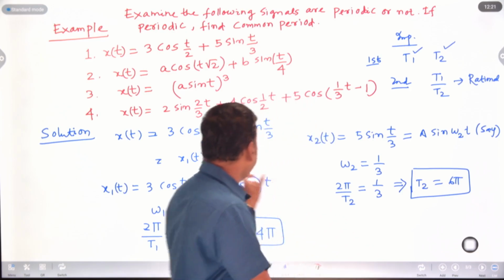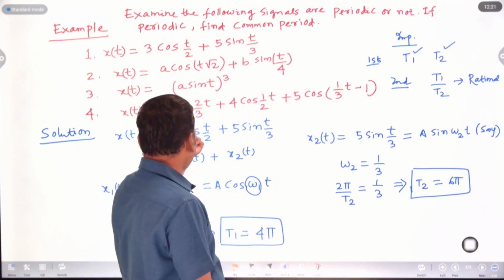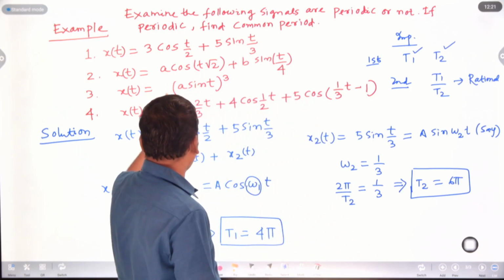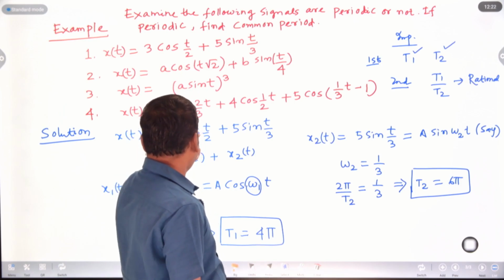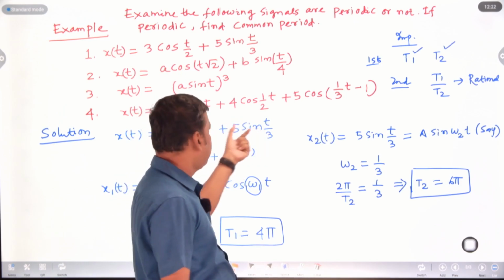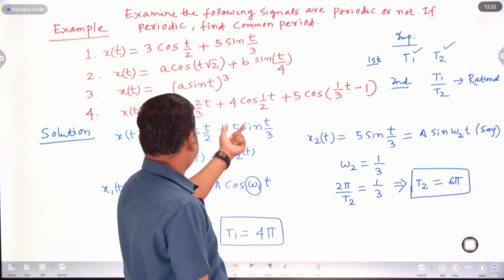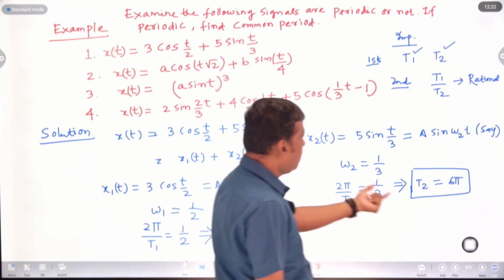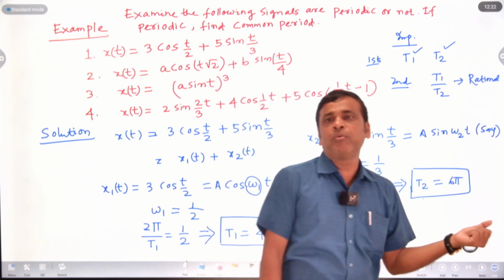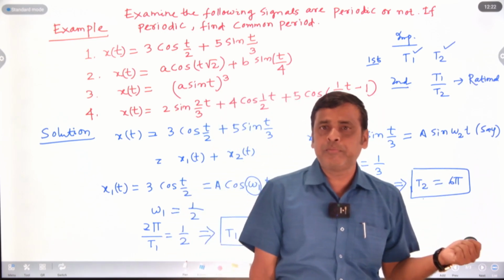Again, if a multitone signal is given, first of all you have to calculate the fundamental period of the respective signals. First is your x1 of t, this is your x2 of t. For x1 of t, the fundamental period T1 equals 4 pi. For the second signal, we have calculated T2 equal to 6 pi. Then we are going to calculate whether the signal is periodic or not.